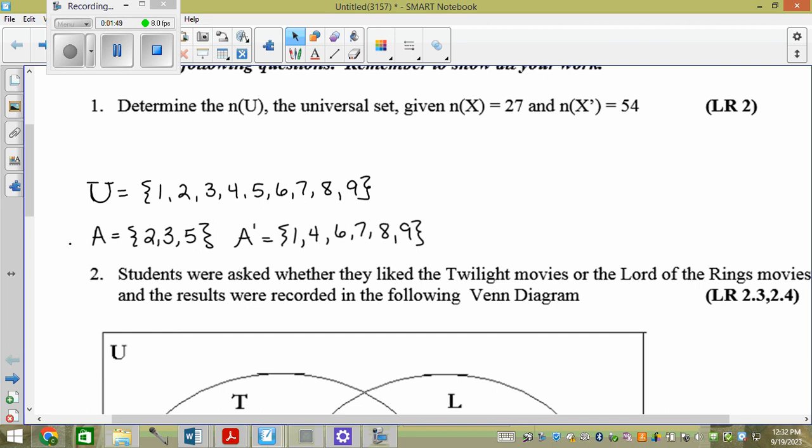So when this said determine the number in the universal, if the universal set given n of x is 27 and the complement is 54, well, if I go 27 plus 54, I get what? 81. And 81 then would be the number of elements in the universal, because they were complements, right? They would add up to each other.